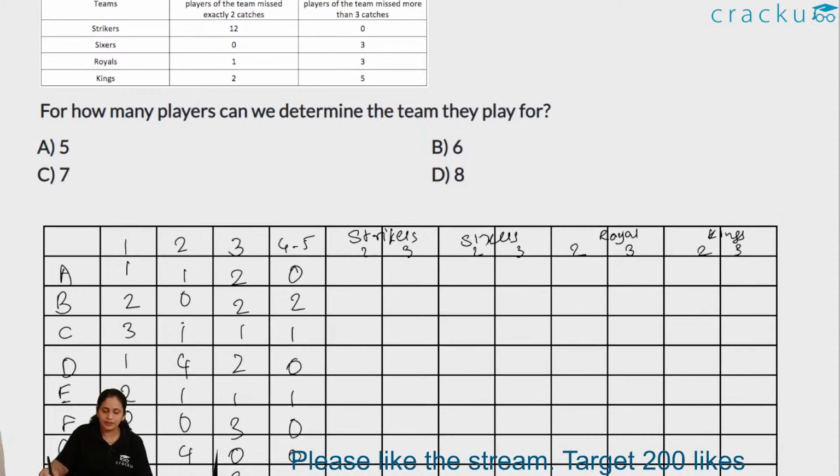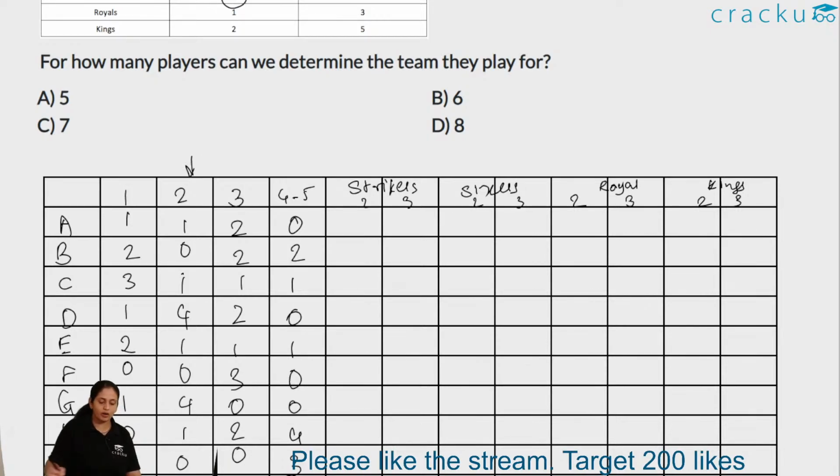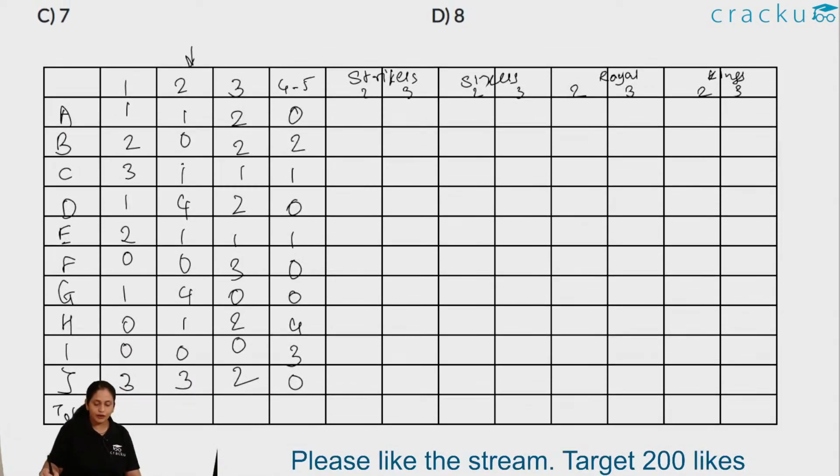Now basically you have these numbers of the matches where they have missed 2 catches and missed 3, and 3 5, and this is 0, this is 0. So basically looking at the second table, what can you say? Everybody who has played for the Sixers can have only 0 matches in which they dropped exactly 2 catches. So anybody who has a non-zero value for this particular column cannot be part of these Sixers. So for that I will just mark these with a cross. So this is crossed and this is crossed, because this is a non-zero value.